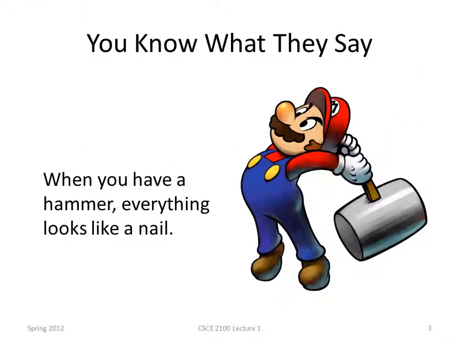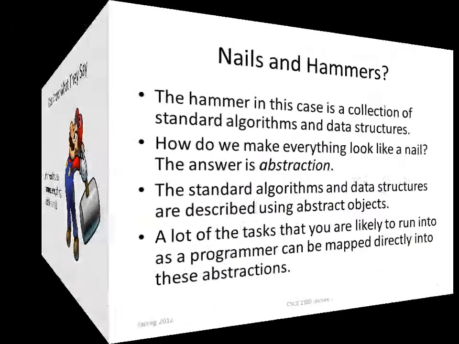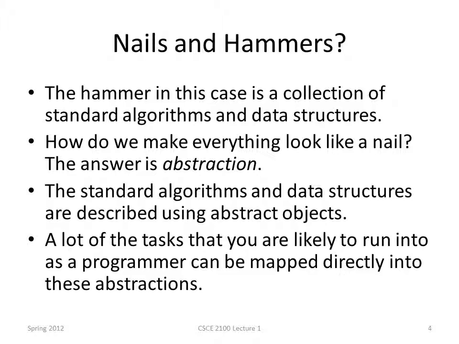You know what they say, of course, when you have a hammer, everything looks like a nail. So what are the nails and hammers here? The hammer, in this case, is a collection of standard algorithms and data structures. But how do we apply these to the kind of problems that occur in an everyday programmer's life? That is, how do we make everything look like a nail so we can hammer it?